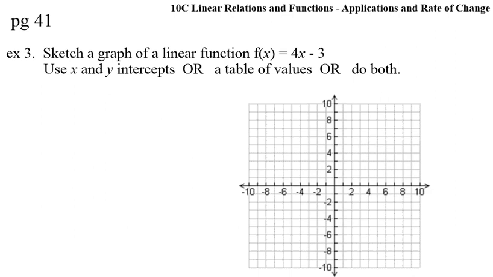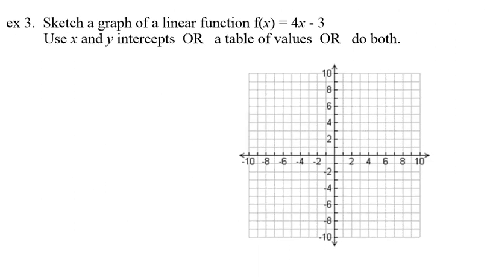Page 41, sketch a graph, linear function, f of x equals 4x minus 3. Use x and y intercepts or a table of values, or maybe a combination of both. Well, f of x is the same as saying y equals 4x minus 3. If I want my x-intercept, what's important? Y has to equal 0.